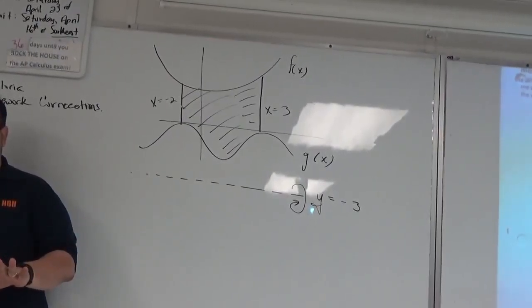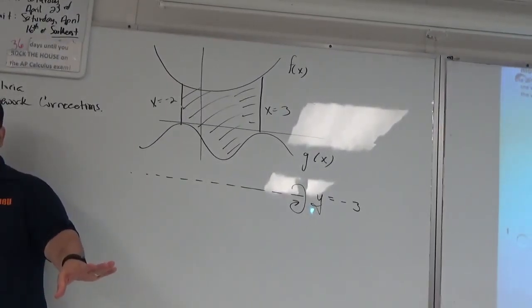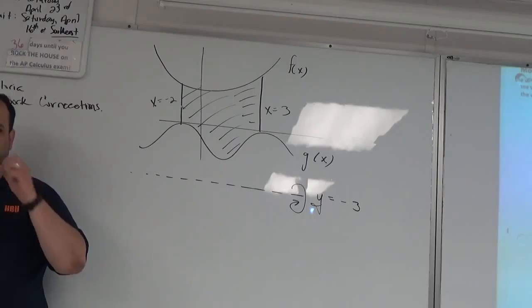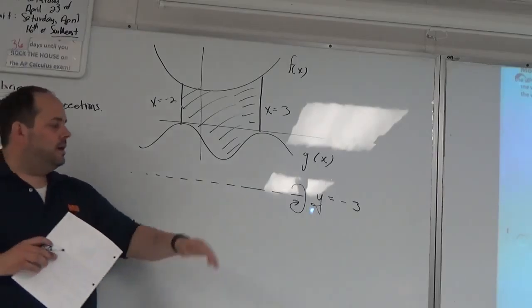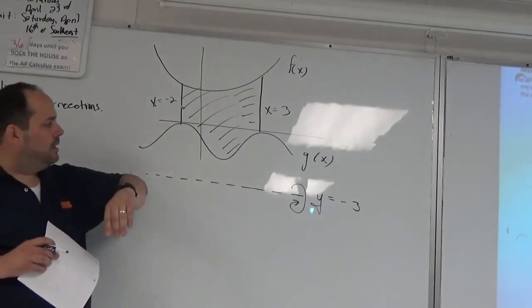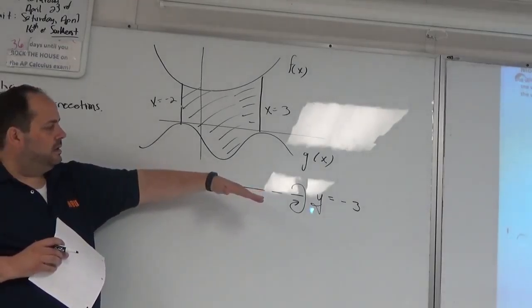Hollow object or solid? Hollow. Mariah, which one? Hollow or solid? Hollow. Why? Okay, thank you for the honesty. Jennifer, help her out. Because you have the gap between where the region is looking for.